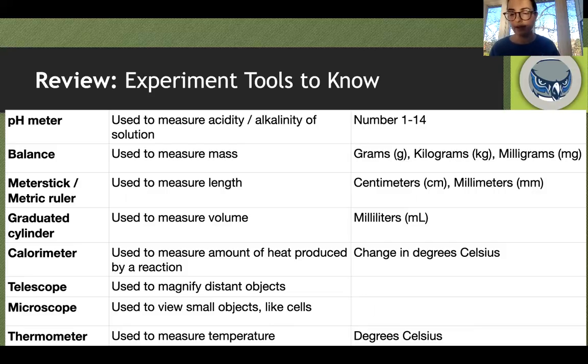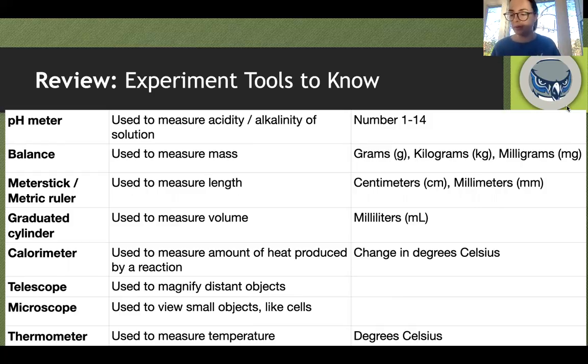And pause the video if I go too fast through these. So these are some tools that you should be familiar with. You probably use most of these in class or heard of them at least. pH meter, balance, meter stick, graduated cylinder, calorimeter, telescope, microscope, and thermometer. Make sure you know what units they measure in and what they're for. Sometimes there will be a question that says like, what tool will be most appropriate in this study? Something like that. So just be familiar with these.